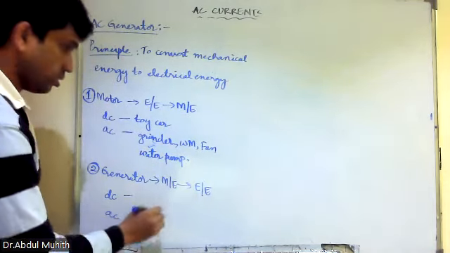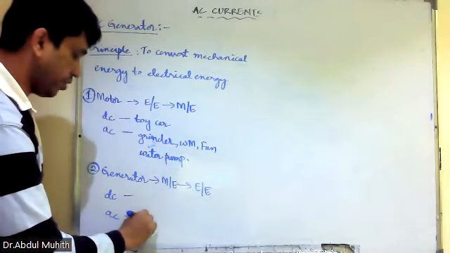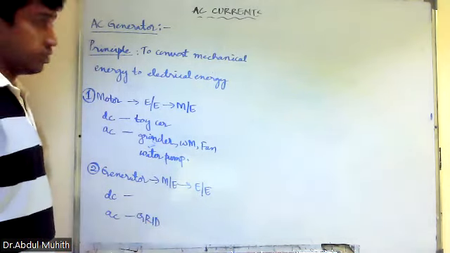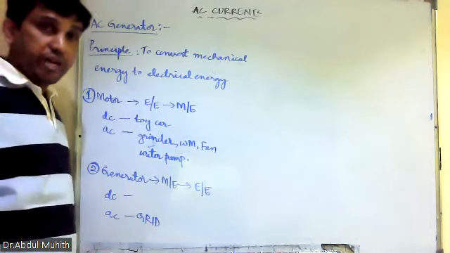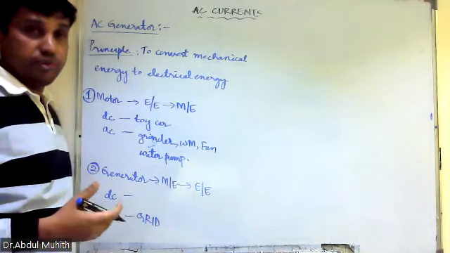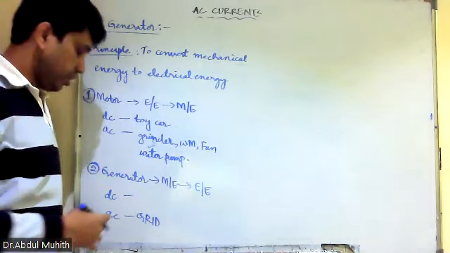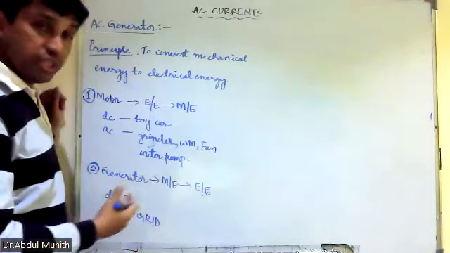AC generator is the grid, the grid from where the electricity is produced. Electricity is generated somewhere at a point. From there it comes to our offices and homes. So that is how we are consuming it. Now this and DC generator.